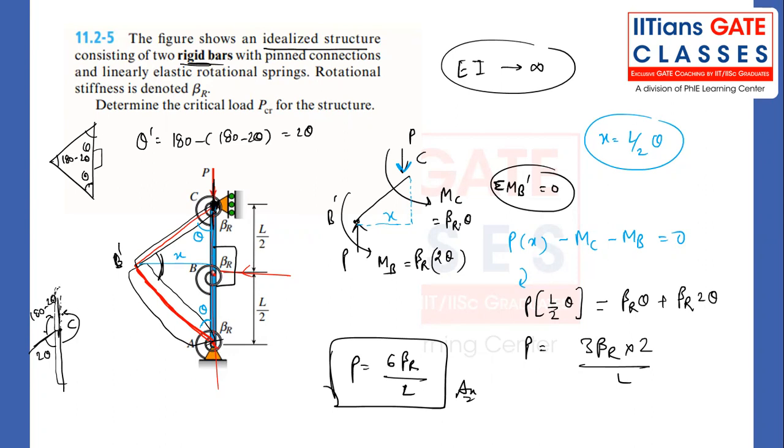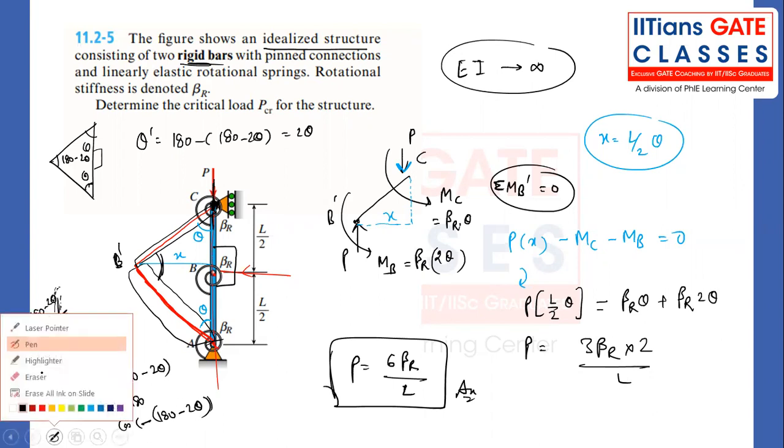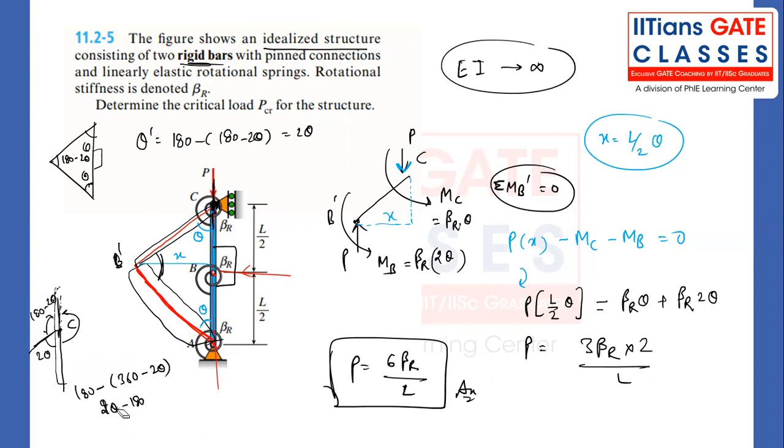Right. So what is the angle? Initial angle is 180 degree. Final angle is 360 minus 2 theta. So what you are observing, my dear friend, is 2 theta minus 180 degree, or you can just take 180 minus 2 theta. Right. So what you are observing? Cos of 180 minus 2 theta, what will you be getting? Cos 2 theta only. So the final angle is 2 theta.